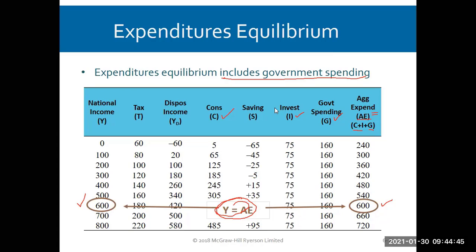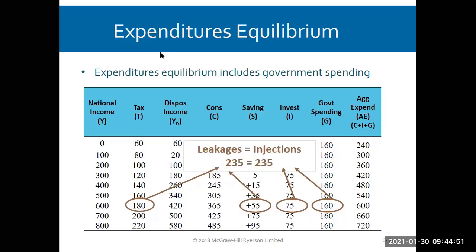But right now, let's look at the other way we check equilibrium, and that's by leakages and injections. With the government and taxes being included now, we have to add the taxation leakage and the government spending injection. So this is an injection, government spending of 160, investment of 75 is an injection. We add those together, we get 235. Now savings is a leakage, and taxes are a leakage. At the equilibrium level of income, when we add those together, they also equal 235.